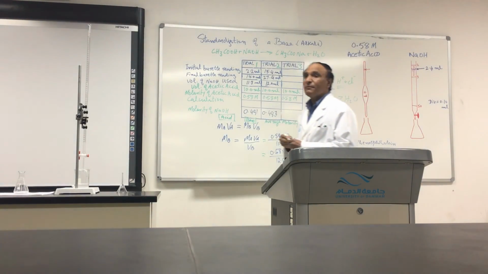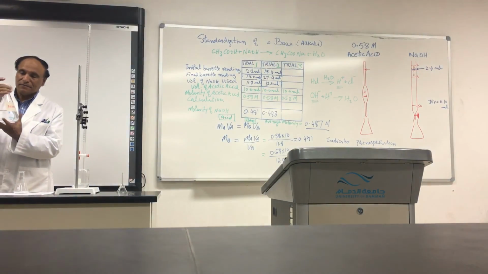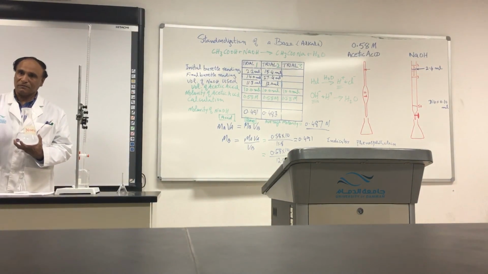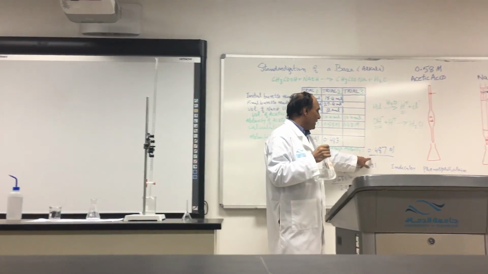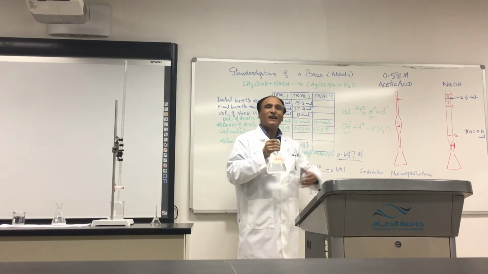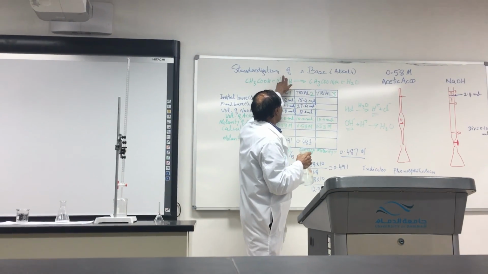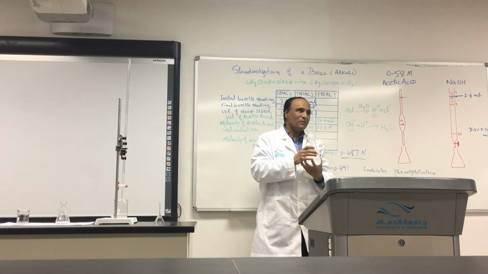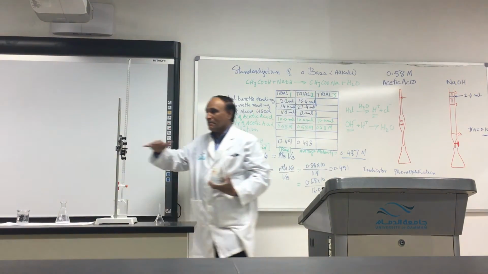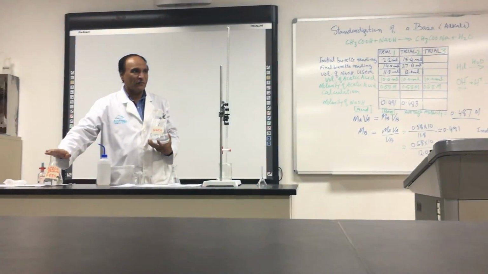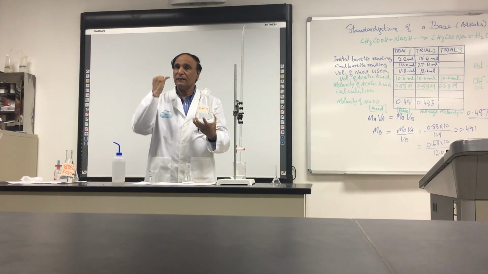What is 0.487? This is the average molarity. Boys, listen, this solution, its concentration was not known when we started the experiment. And now we find it is 0.487. This is called standardization. So the experiment was standardization of a base. We have a base, we don't know its concentration, and we find out its concentration from the known acid. It's a very important experiment.